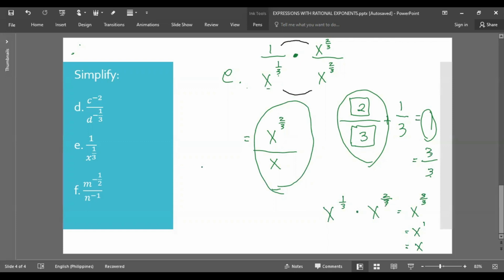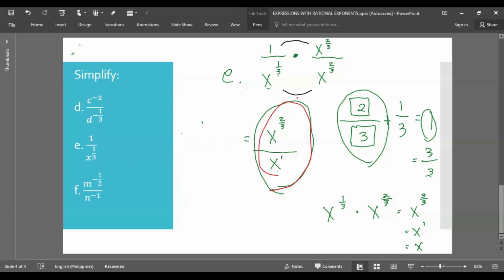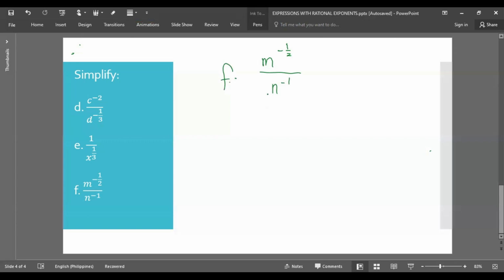So let's try. So the exponent of this is 1. If we're going to apply the fourth law of exponents, copy the base and subtract the exponents. 2 over 3 minus 1 or 1 minus 2 over 3 is equal to 1/3. So mauulit lang yung nangyaring computation. That is why this is now the simplest form. Let's have the last one.